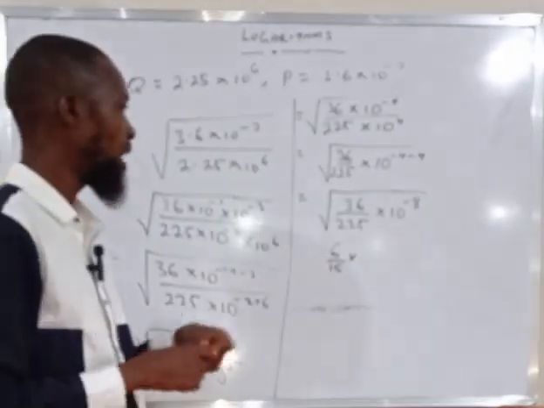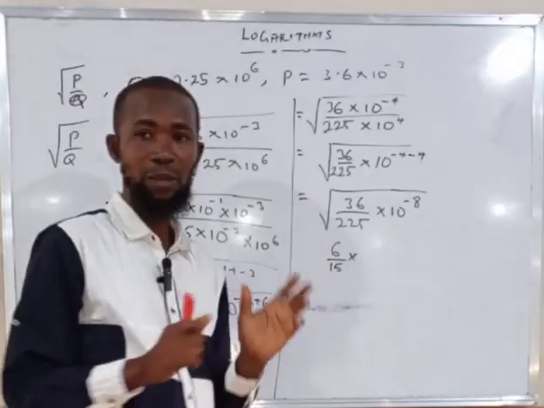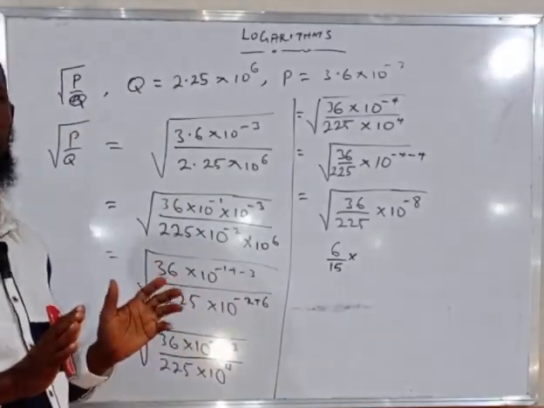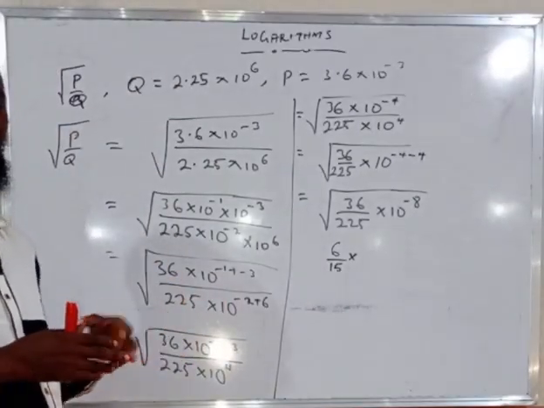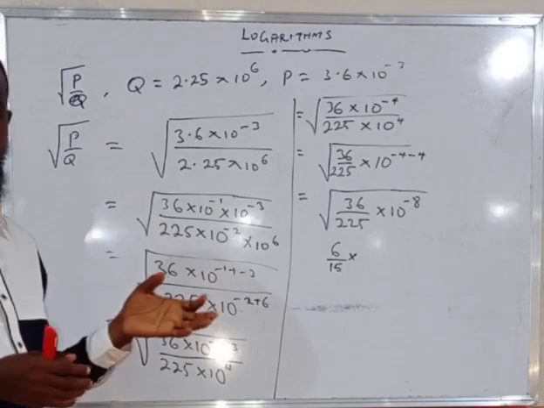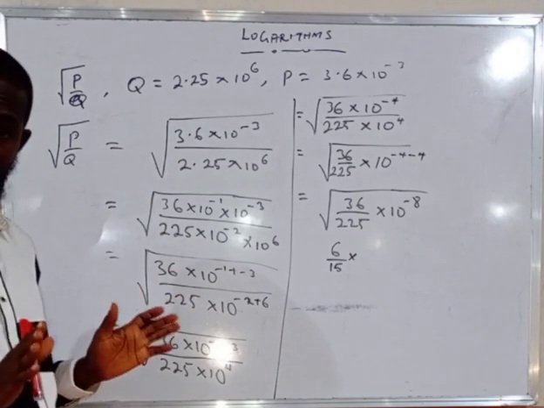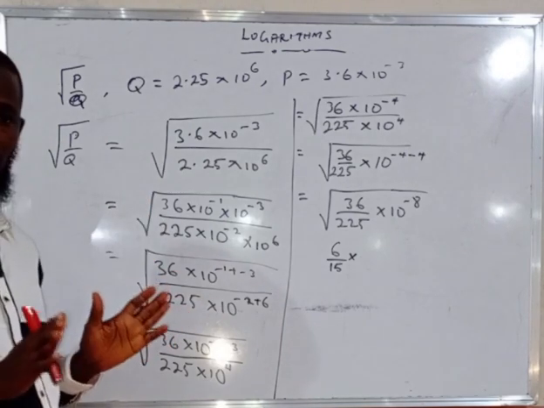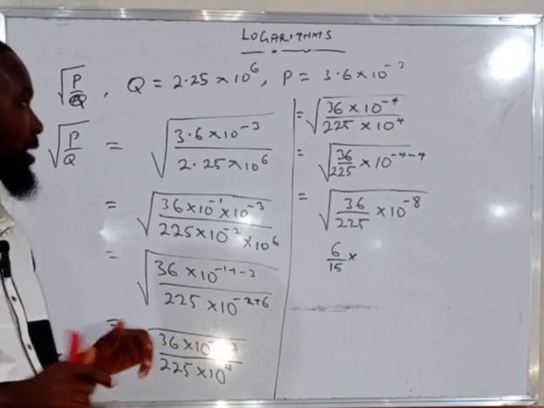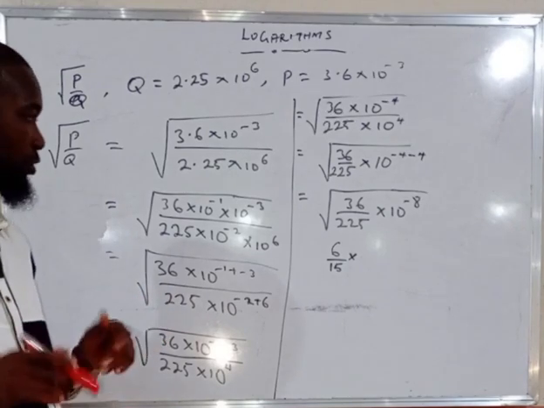Now, how do you find the square root of 10 raised to power minus 8? How do you find that? You can see that one does not sound nice. It does not sound right. Now, this is what we will do. Look at it. Now, I want you to tell me something that I've told you before.